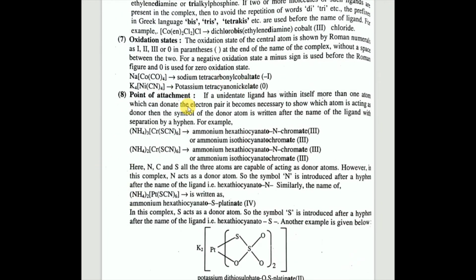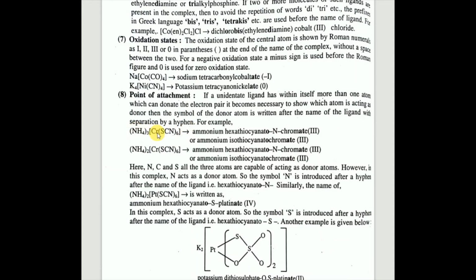Then the point of attachment. Sometimes a ligand has within itself more than 1 or 2 donor atoms. In ligands, there can be one or more donor atoms. For example, in thiocyanate, nitrogen can be the donor or sulfur can be the donor. This means we must show which atom is attached to the central metal, so we write the symbol of that donor atom after the name of that ligand. This is the point of attachment.